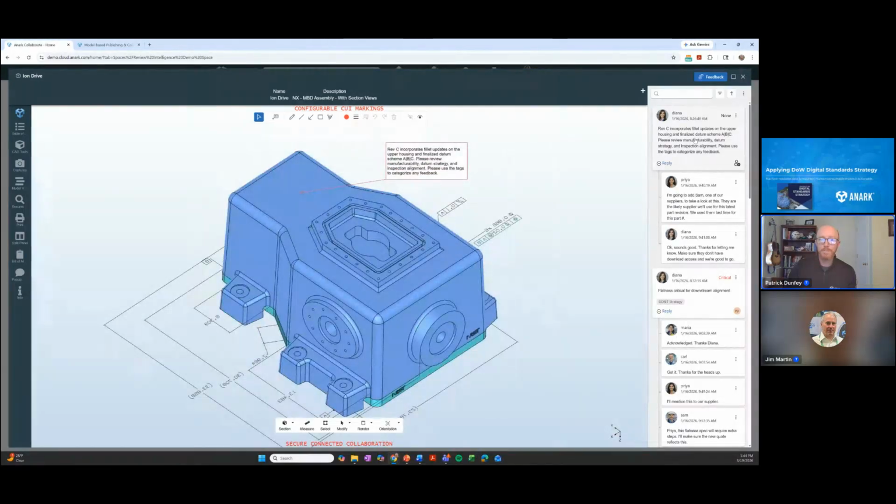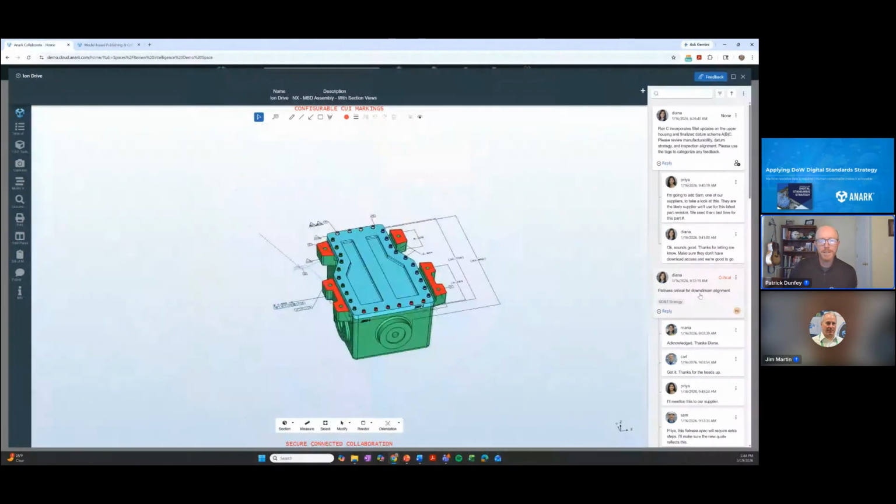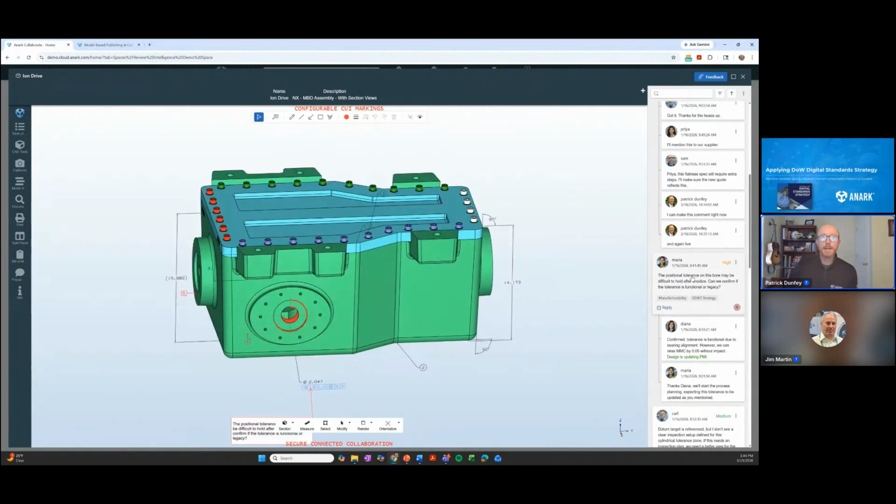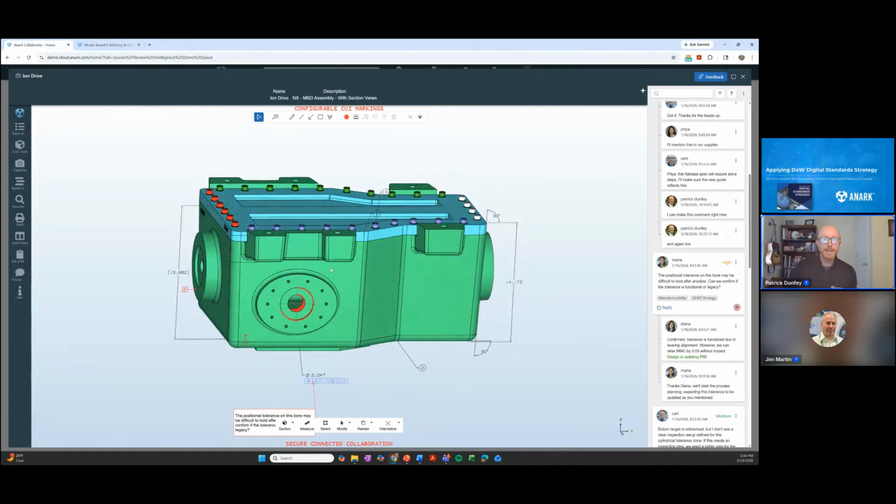So you have people from engineering, people from manufacturing, people from quality, people from procurement, and people from the supplier in this particular story that all come together in the same place and are able to mark up the content and add information to this.